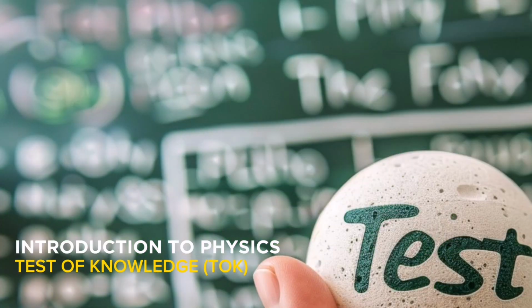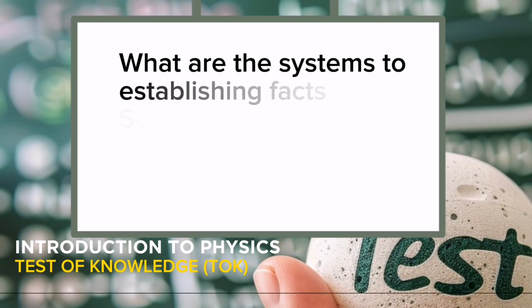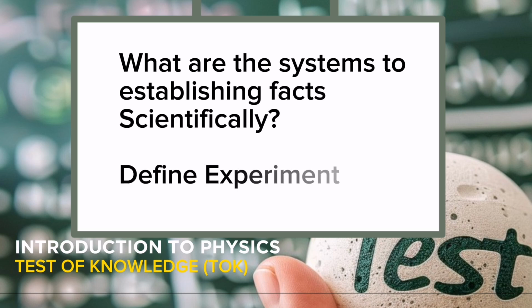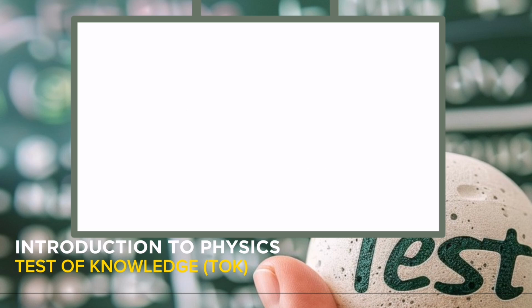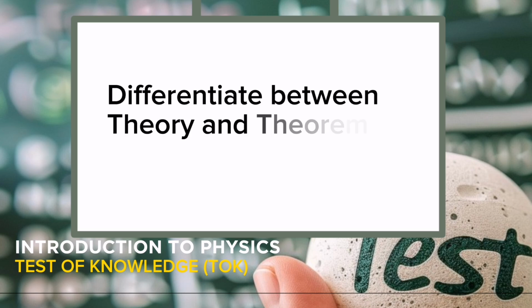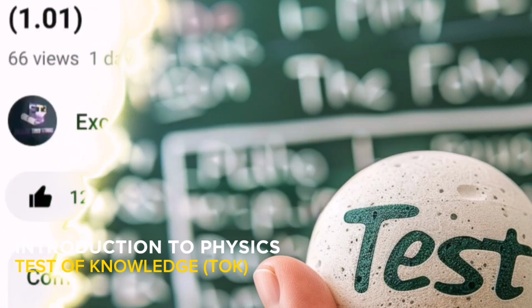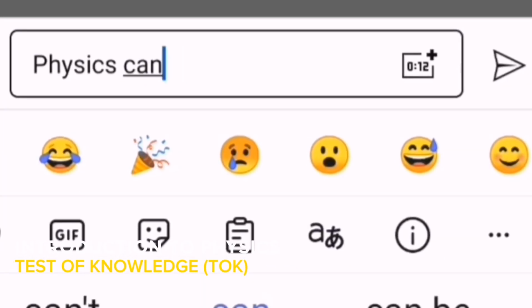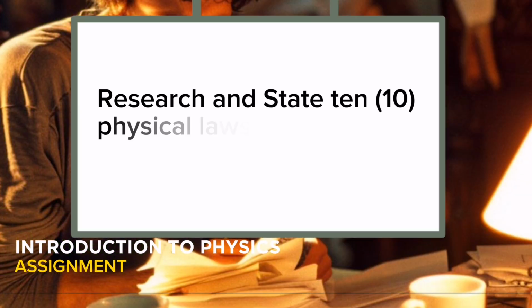Now, let's have a test of knowledge. Number 1, what are the 6 steps to establishing facts scientifically? 2, define experiment. 3, differentiate between theory and theorem. Share your responses with me in the comment section below. Now, an assignment for you. Find out and state 10 physical laws in physics.